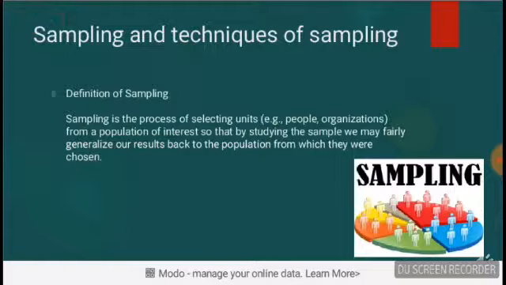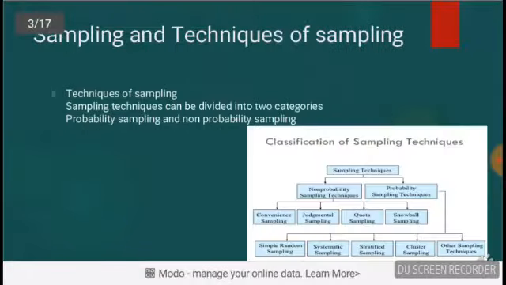Definition of sampling. Sampling is the process of selecting units, e.g., people, organizations, from a population of interest so that by studying the sample we may fairly generalize our results back to the population from which they were chosen. Techniques of sampling. Sampling techniques can be divided into two categories: probability sampling and non-probability sampling.